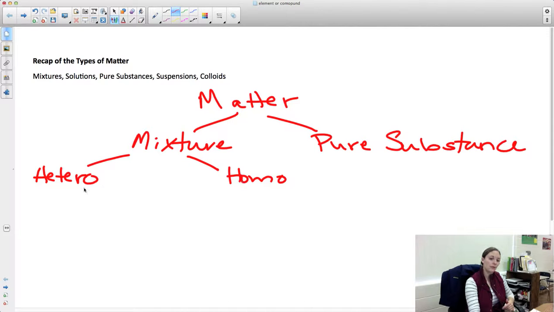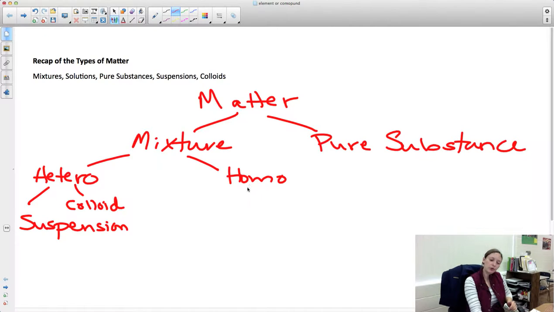Okay? And then we looked even further at heterogeneous mixtures. We split them up into two types that we looked at. The one type we looked at was a suspension, and another type we looked at was a colloid. Now, it doesn't mean that heterogeneous mixtures have to be one or the other. It just means those are some types that we looked at.